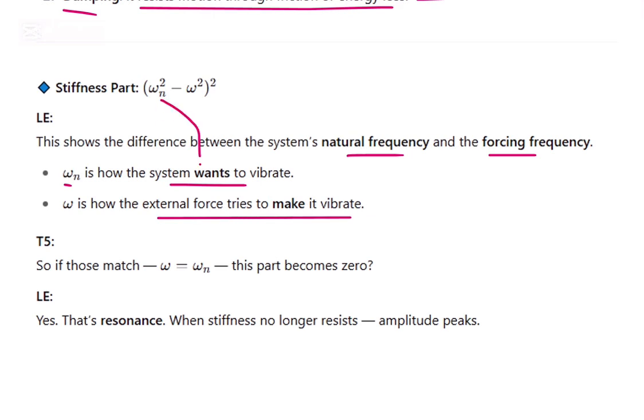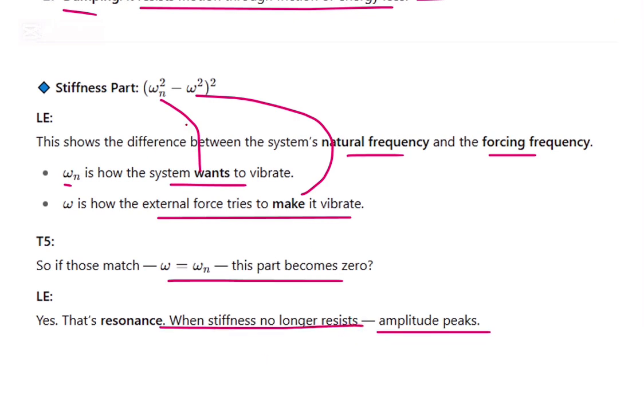How the system wants to vibrate, and how the external force tries to make it vibrate. If those match, this part becomes 0. That's resonance. When stiffness no longer resists, amplitude peaks. If this is the stiffness part and it becomes 0, then amplitude becomes large, right?